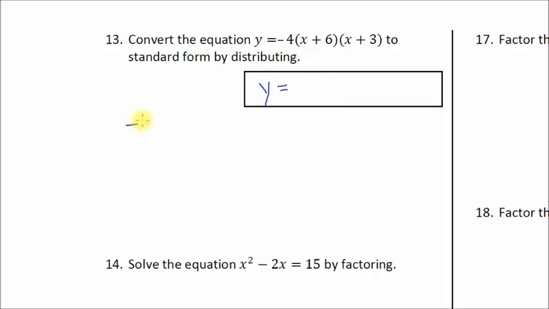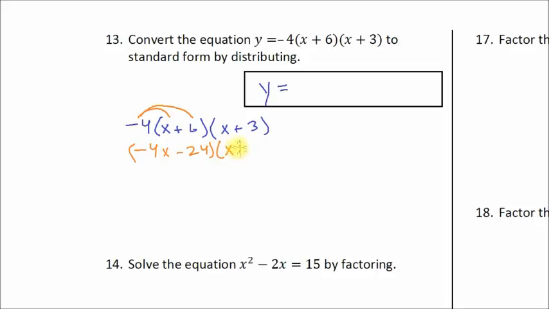Alright, let's rewrite our equation. Negative 4 times x plus 6 times x plus 3. Again, just noting class, the biggest mistake in this problem is to forget to distribute the negative 4 to both terms. You can't just make a negative 4x plus 6. The negative 4 has to distribute to both terms, and we end up with negative 4x minus 24.